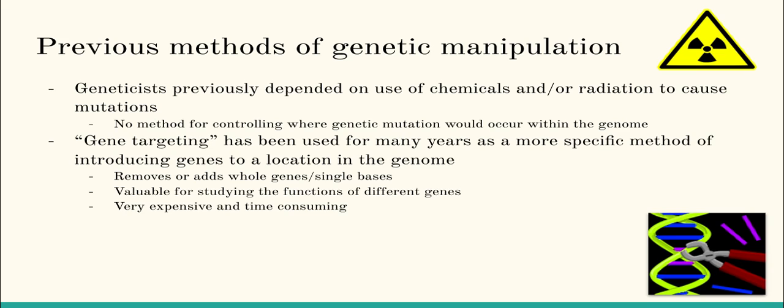Gene targeting is another method that has been used in the past as a more specific method of introducing genes to a location in the genome. Gene targeting can remove or add whole genes or single bases to a genome. This is very valuable, much like CRISPR-Cas9, in identifying the functions of specific genes. However, the technology required to do this is very expensive. Creating mutations with this method is also very time-consuming.